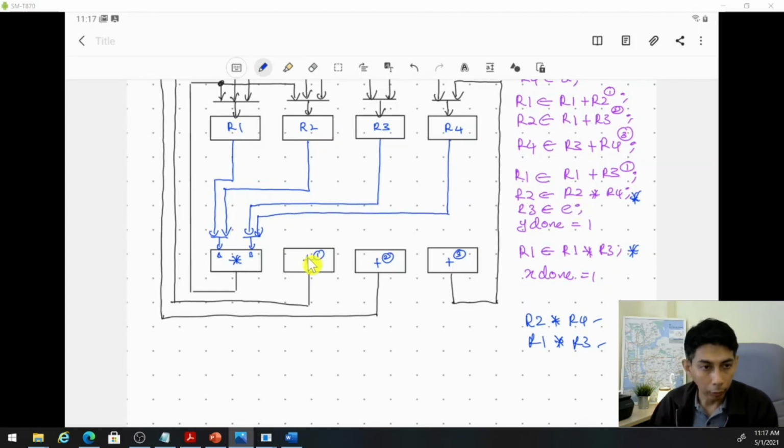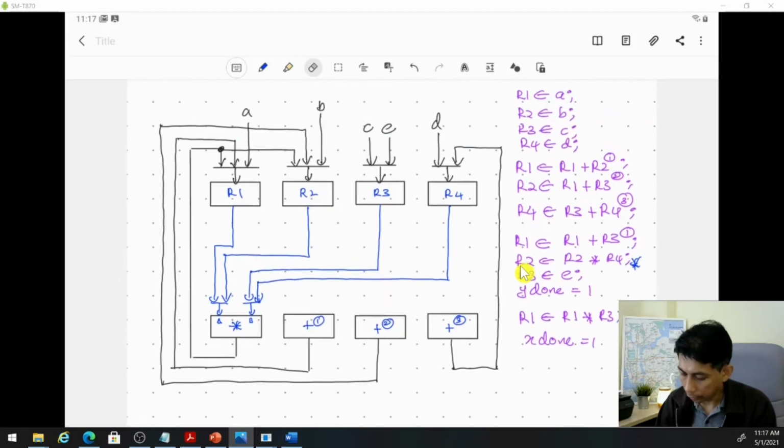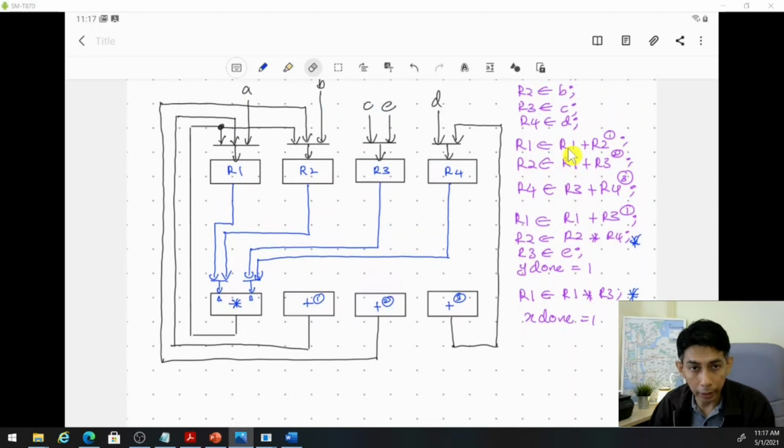Okay, and what about this adder number 1? So again, we need to look at the RTL code. If we look at the RTL code here, adder number 1, this is adder number 1, R1 plus R2, and here R1 plus R3. Right? So this is the same signal, so no need for a multiplexer.